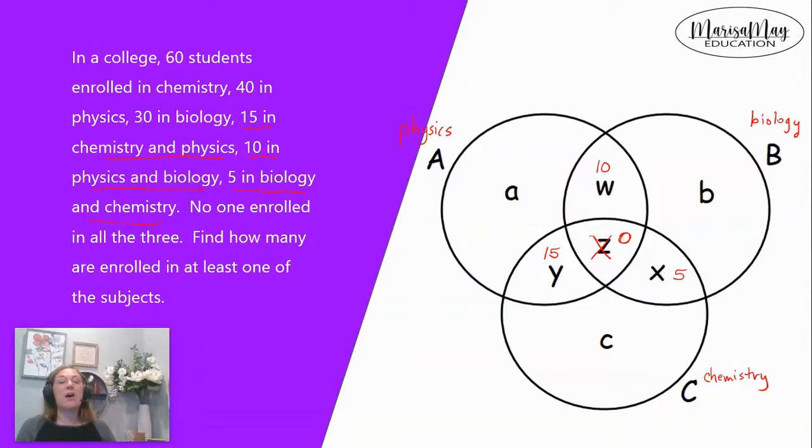All right. Now, I want you to focus back on the circle C. So you see circle C here. And we know that in chemistry, there were 60 students total. But we know 15 of those are taking chemistry and physics, so we'll subtract that. And we know 5 are taking chemistry and biology, so we'll subtract that. So we know that only 40 students are taking just chemistry.